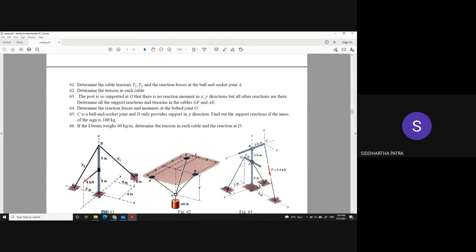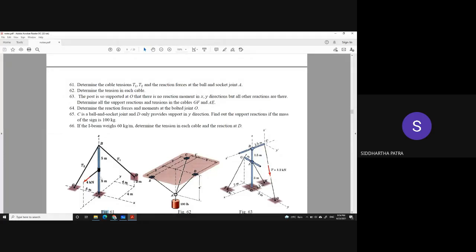Number one. Number two is, while writing the equations of equilibrium, one of the moment equations would have a 0 equals 0 form. Because you see, the moment due to T1 and T2 would be 0, and therefore, for that matter, the moment due to the 4 kilonewton force would also be equal to 0.